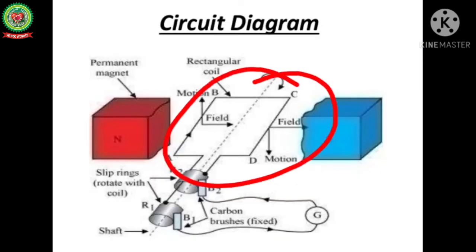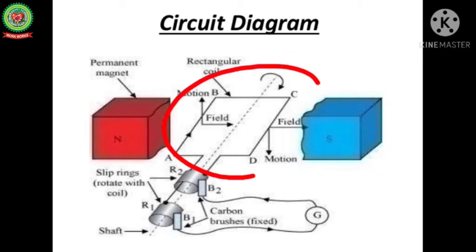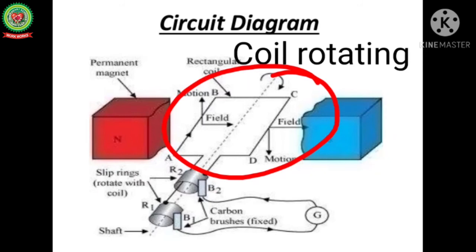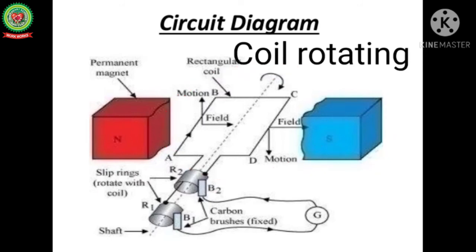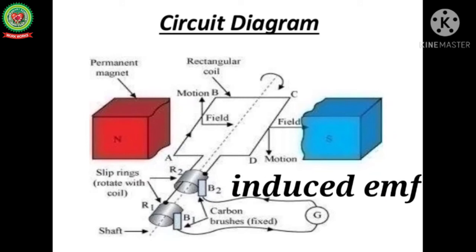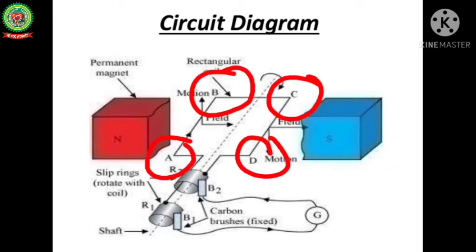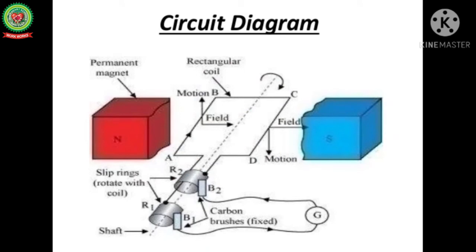Students, let the coil be rotated clockwise by the handle attached to the axle. As the coil starts rotating, the magnetic flux through the coil decreases, therefore an EMF is induced between the ends, and the direction of induced EMF is along A, B, C, D according to Fleming's right-hand rule.